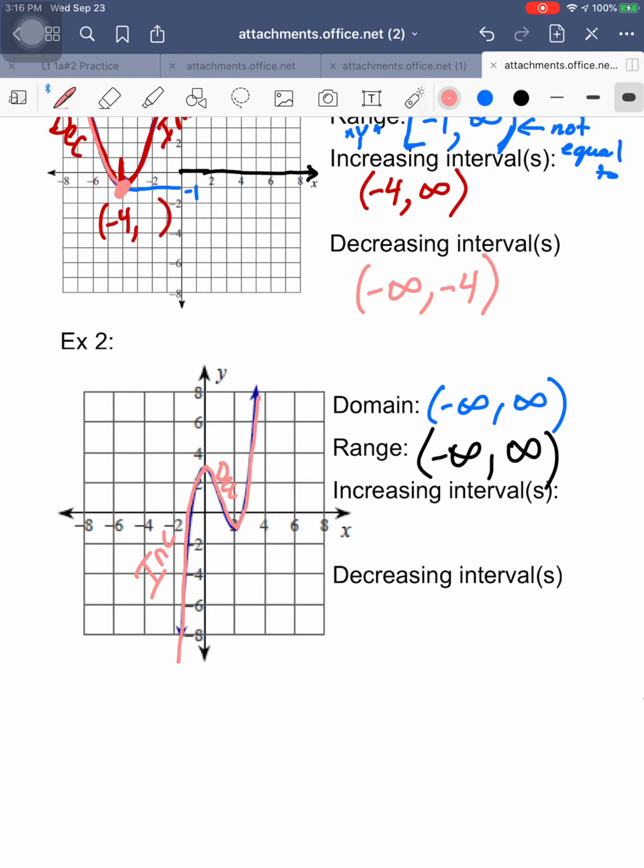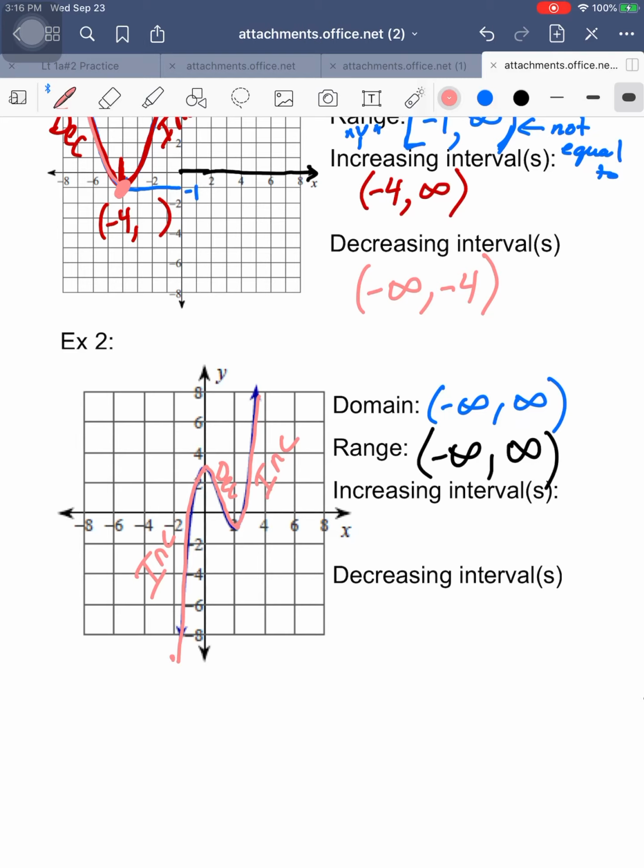And then it's going to turn again and go up to infinity. So it's going to go. That's going to be back to increasing. So we have 2 increasing intervals and 1 decreasing interval. So let's take a look at our domains of those increasing and decreasing intervals.